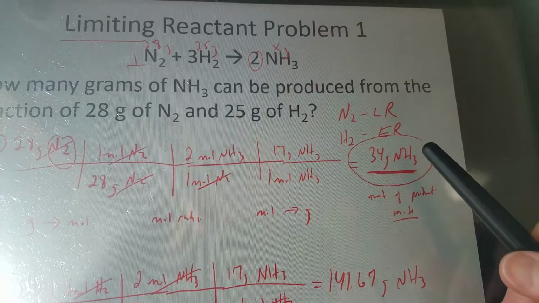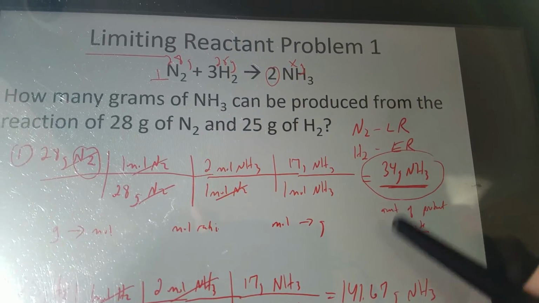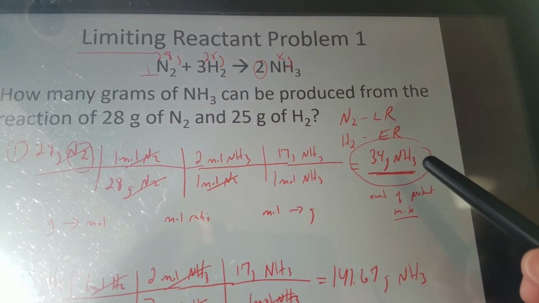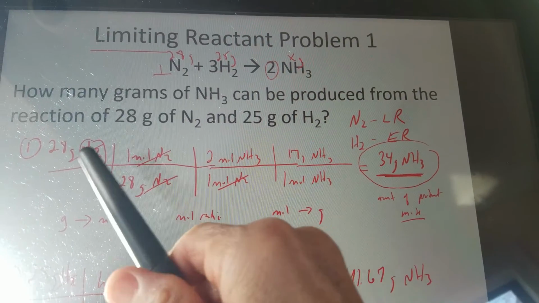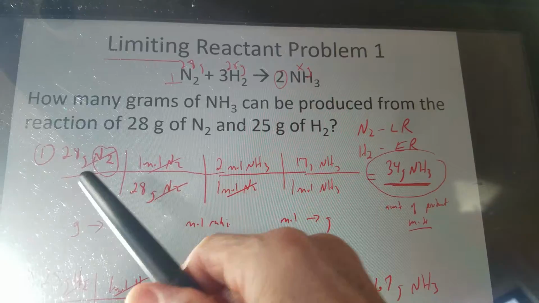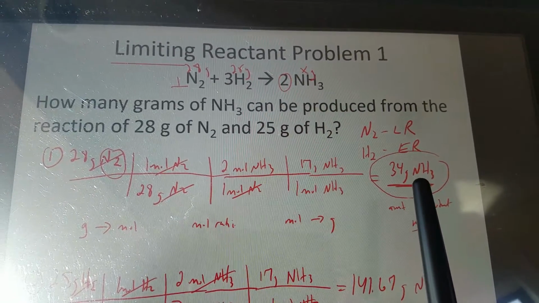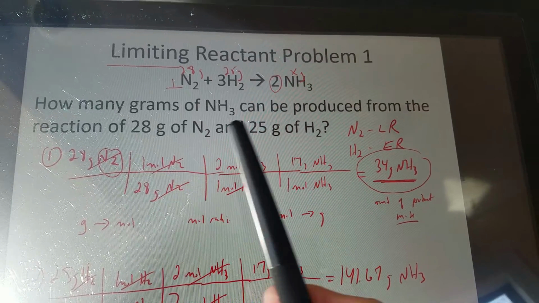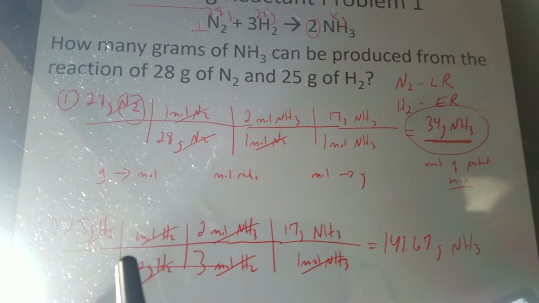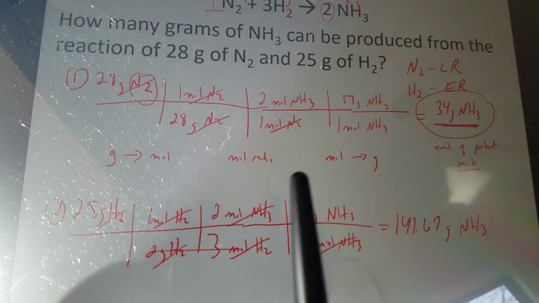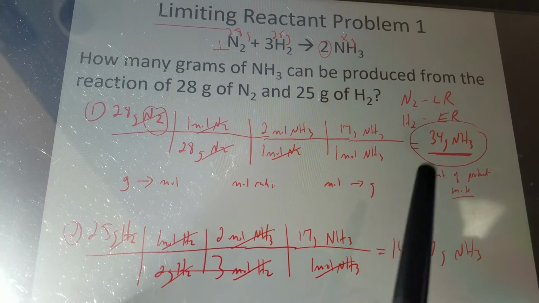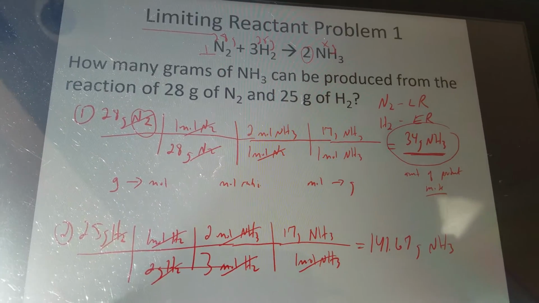How much product I made. To determine that, I just look for the smaller amount. That's the one that is limited to the quantity I can make. Because when all 28 grams of the nitrogen is used up, that's what I make. I can't make any more. So that's my limiting reactant, my nitrogen. The other reactant, which was the hydrogen, is going to be my excess reactant, and then the amount of product I made, which was the smaller of the 2, is 34.